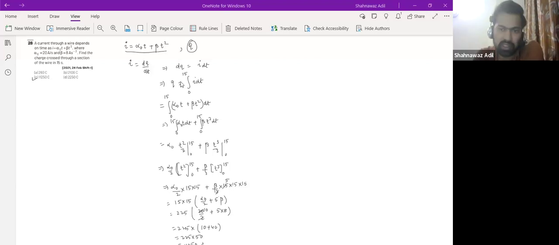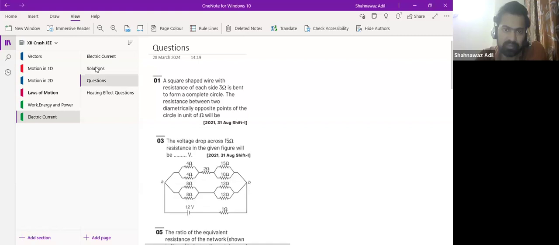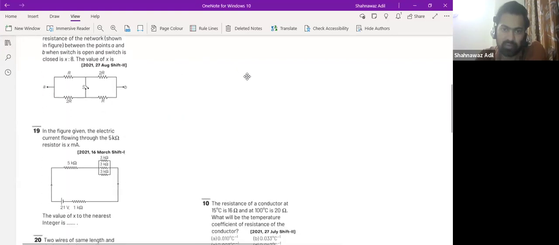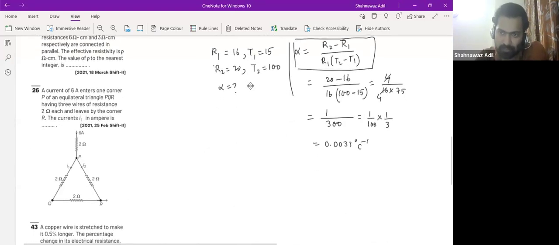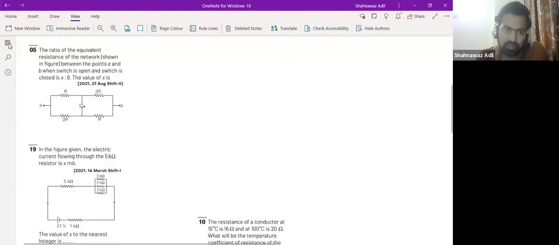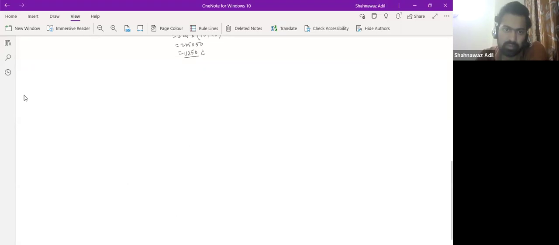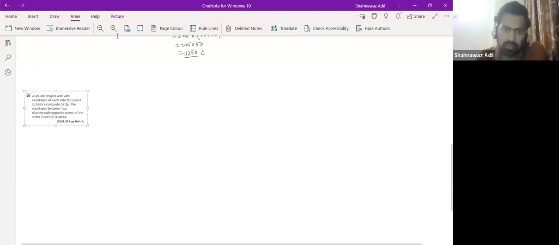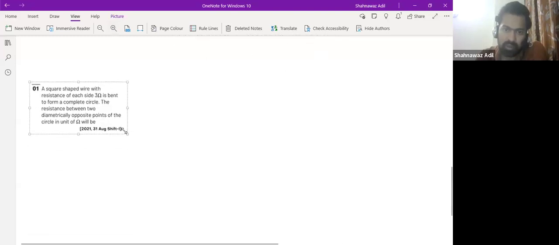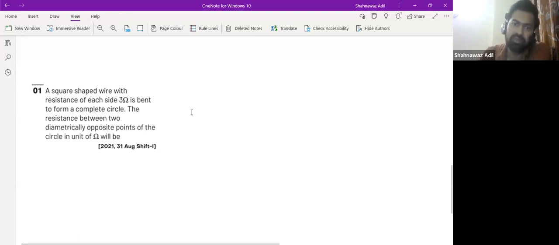Okay, so then let's move on to the next part. Next question, let's do this simplest one, right? So we have this question. We have a square.